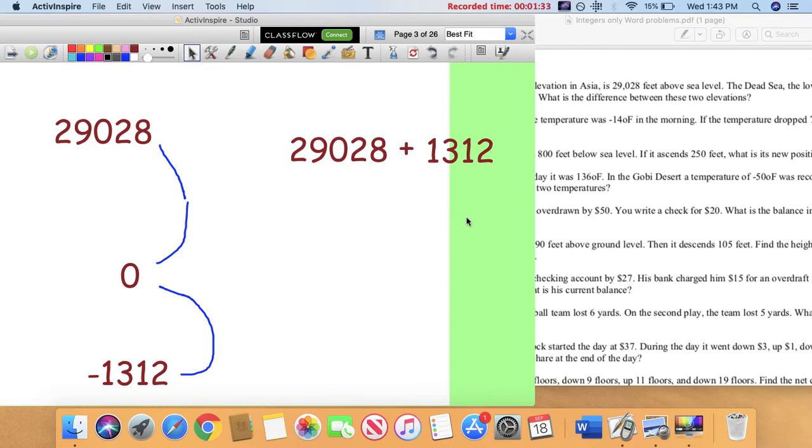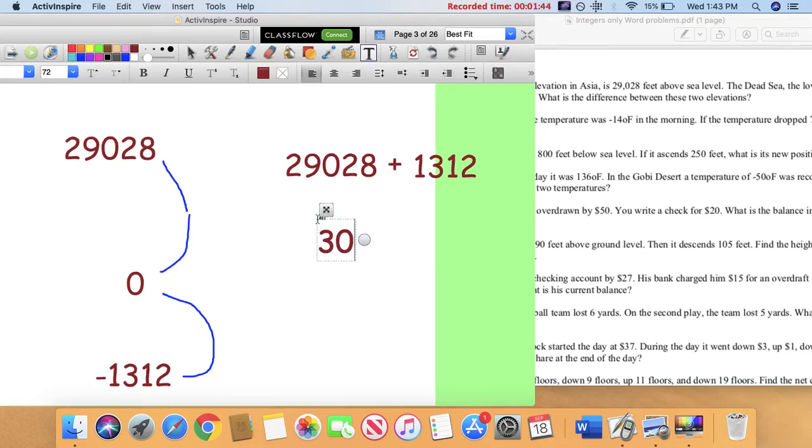So the difference between those two numbers is going to be 30,340.